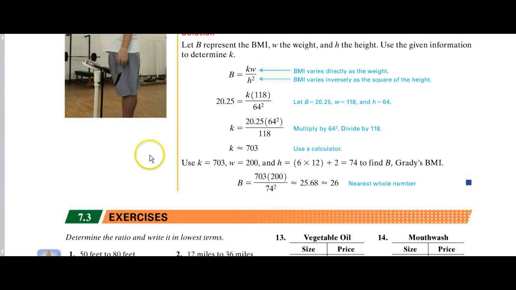Now with a formula of 703, for our k, we then put that into what we had before, where our k is 703. We put the new weight, and then the new height, square it, and again, putting this in your calculator, this divided by this gives you a body mass index of 26, where they're asking us to round to the nearest whole number.